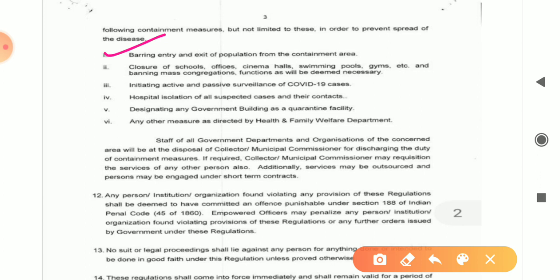Initiating active and passive surveillance of the COVID-2019 cases. Active surveillance means we directly keep the surveillance, passive surveillance means those people who are suspected, we keep them in an isolation room. Hospital isolation of all suspect cases and their contacts.